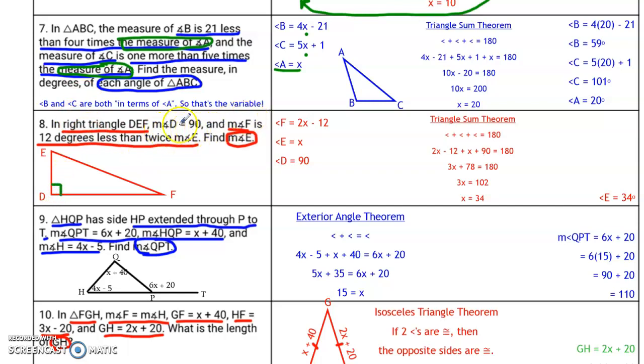Then it tells us F is 12 degrees less than twice the measure of angle E. Again, here's what is in terms of, right? Measure of angle F is in terms of measure of angle E. So that means that is our variable. Triangle sum theorem to find x, and it just so happens that x is the same as angle E.